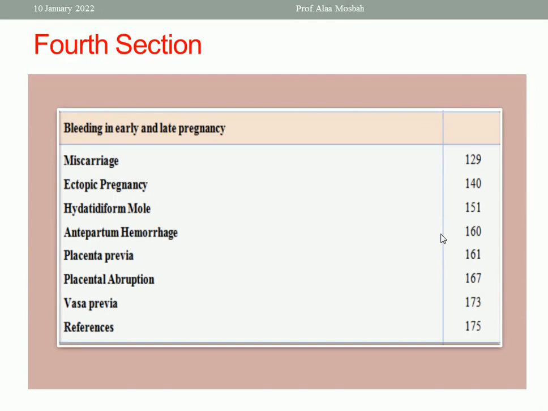The fourth section starts with miscarriage, ectopic pregnancy, hydatidiform mole. As you see, these are the causes of bleeding in early pregnancy. Then chapters related to bleeding late in pregnancy like placenta previa, placental abruption, vasa previa, and this section related to bleeding in early and late pregnancy ends with references at page 175.